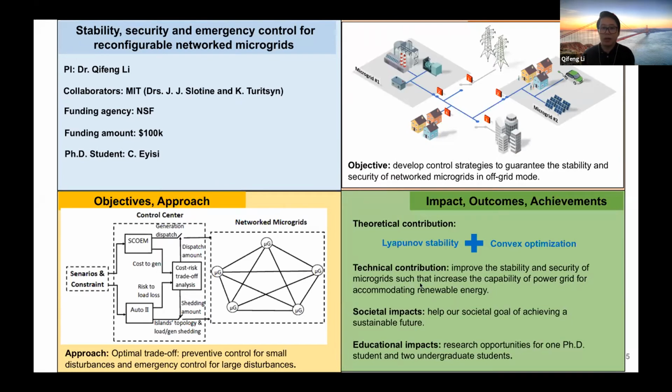As we know, microgrid is the platform where people integrate renewable energy to improve the efficiency and stability that help us achieve a sustainable future. So this is the impact of this project, and through this project, we support the research of 1 PhD student and 2 undergraduate students.